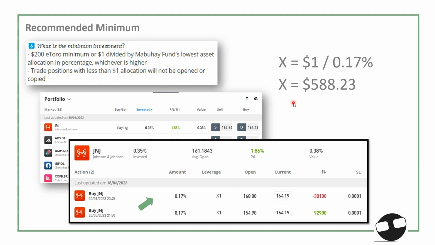This is a sort of algebraic expression that you can use to compute the required or recommended minimum. In short, if you copied 200, not all the 35 assets here will be copied. Why? Because if the trade allocation is less than $1, it will not be opened or copied. So the best way is to follow this formula, 1 divided by the lowest allocation. You will see here that it's actually around $600. So when you open a copy in the amount of $600, then you will exactly copy or open all the 35 assets in the portfolio. That's how you should assess the minimum copy amount.